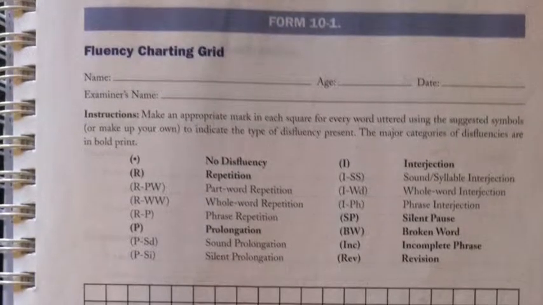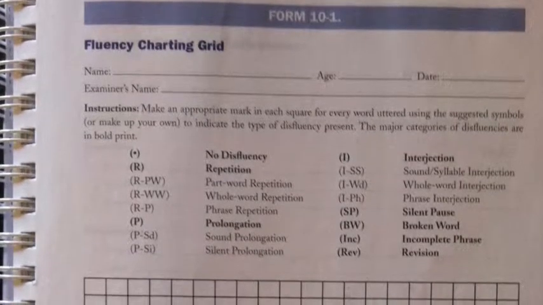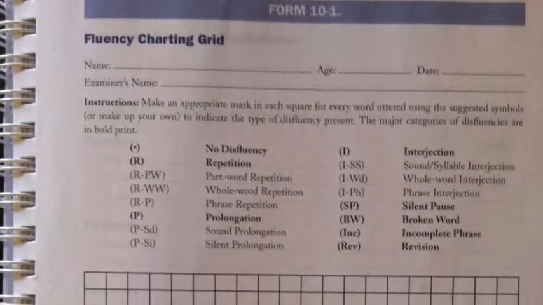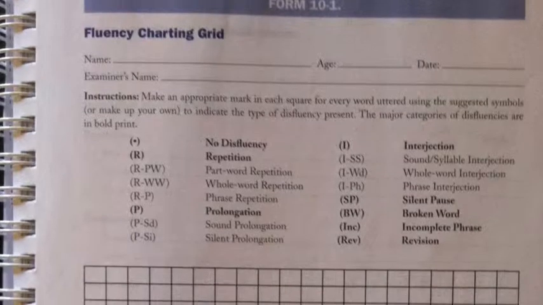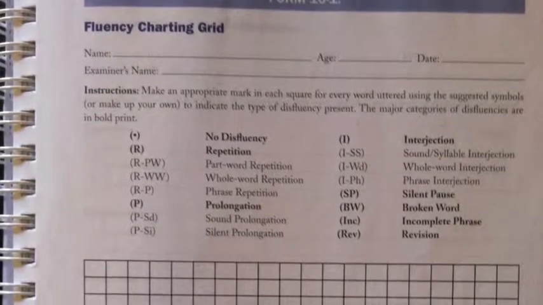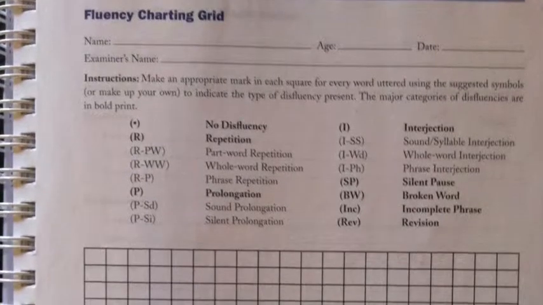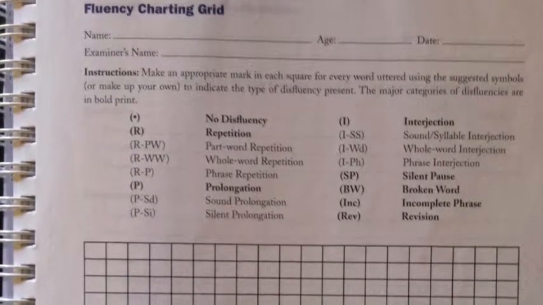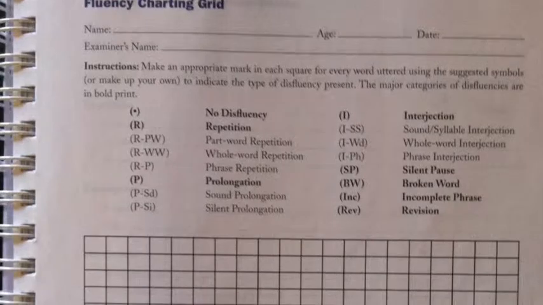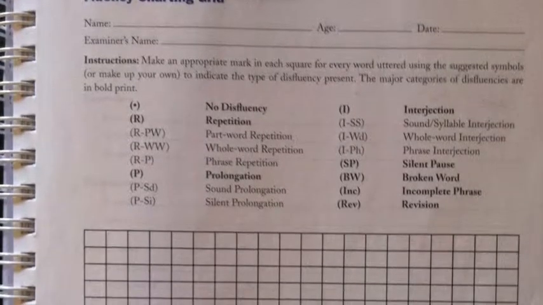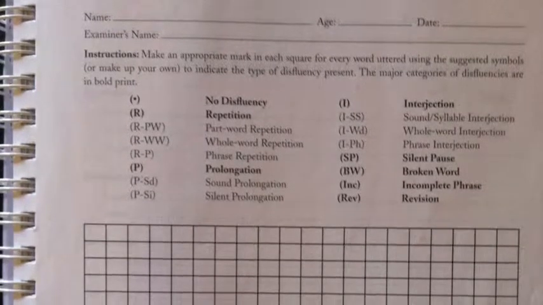The fluency charting grid helps the clinician keep track of the client's disfluencies within a sample of their speech. While the client talks, the clinician uses a series of abbreviations on the chart to note whether the words are fluent or disfluent. A dot represents a fluent production, and abbreviations represent different stuttering behaviors.